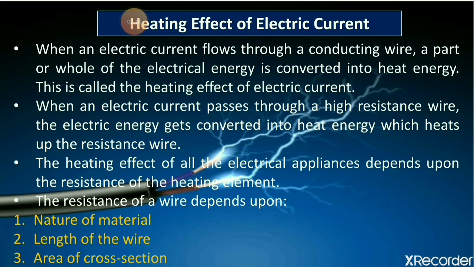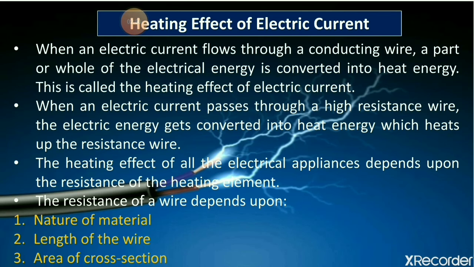Some examples of the heating effect of current: it is used in electric irons. When we use an iron, obviously we all know we use the heating effect of electric current. In electric stoves, electric geysers and electric fuses, they all use the heating effect of electric current. Now, the heating effect of all electrical appliances obviously depends upon the resistance of the heating elements.